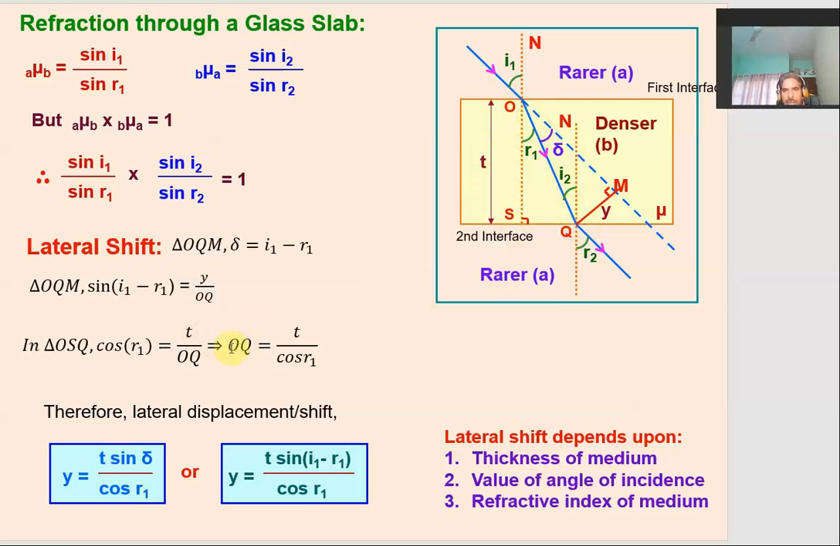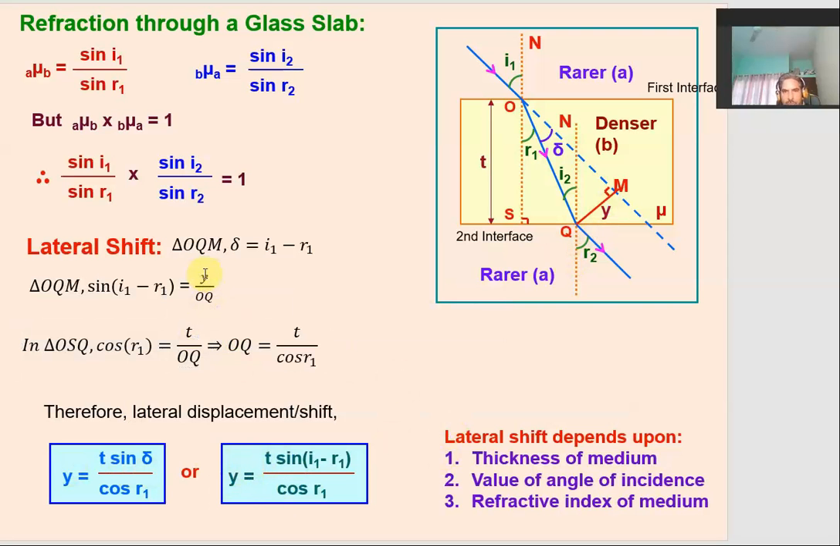So from here we can say that OQ is nothing but, from this equation, we are finding the OQ. OQ is nothing but T upon cos R1. So this is what we get as the value of OQ here. Let us substitute the value of this OQ from here to here and find the value of Y, which gives us this result, right? So this is the expression for the lateral shift Y.